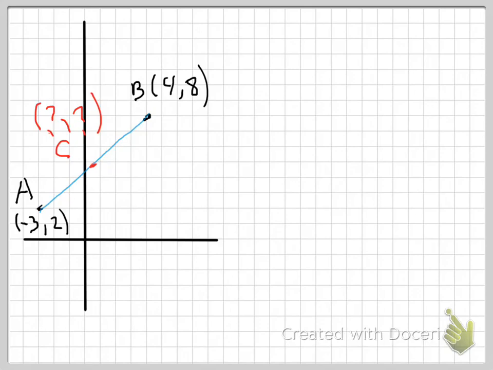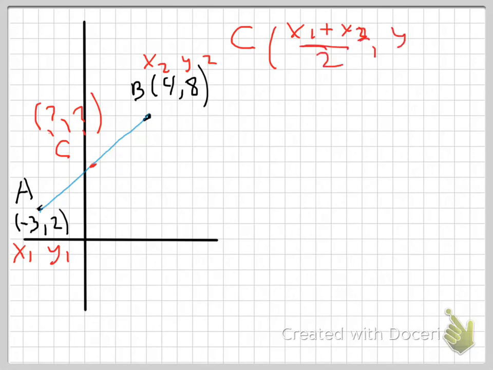Okay, if you know B to C, you know A to C because it's the midpoint. So let's do the midpoint of there. So here we got x1, y1, x2, y2. And if we want C, it's the midpoint. So the midpoint formula is average the x's and average the y's.